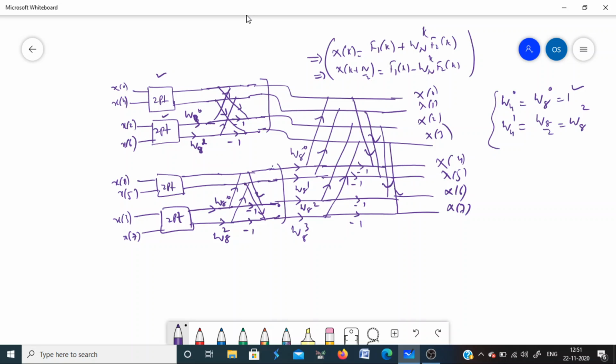Now the final question is how to get this 2-point DFT. Okay, because if you have this 2-point DFT, you can combine the two 2-point DFTs to get 4 points, then you can combine the 4-point DFTs to get the 8-point DFT. Okay, and to get this 2-point DFT, it is very simple.